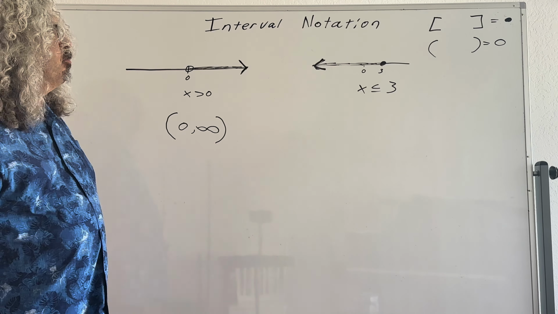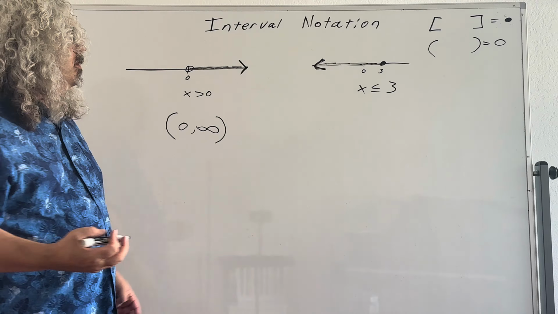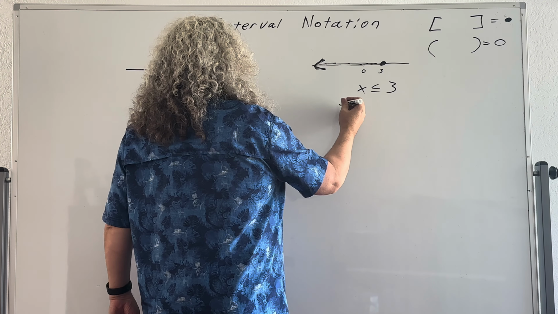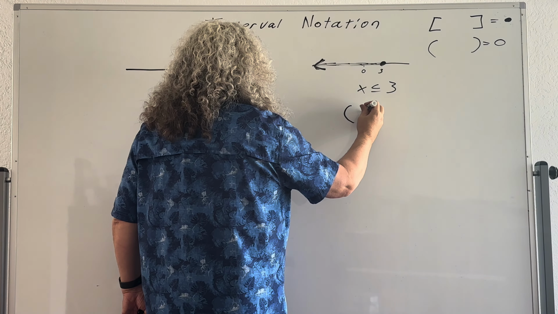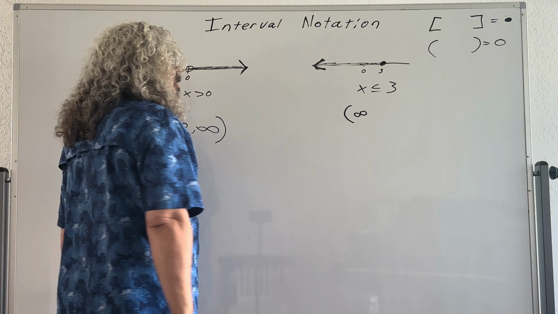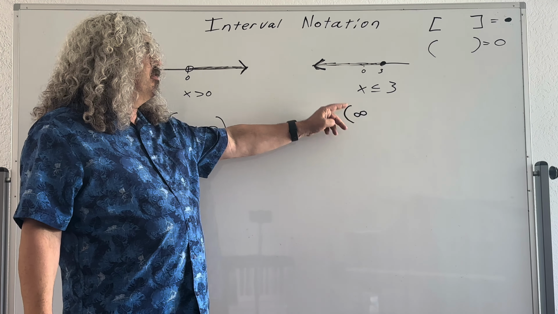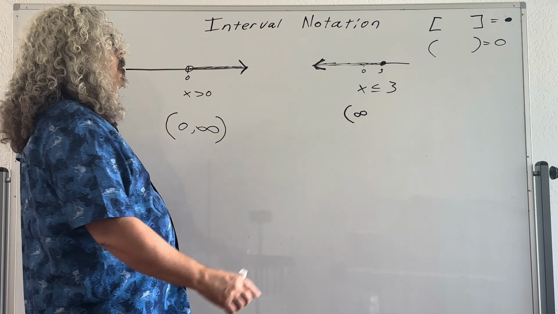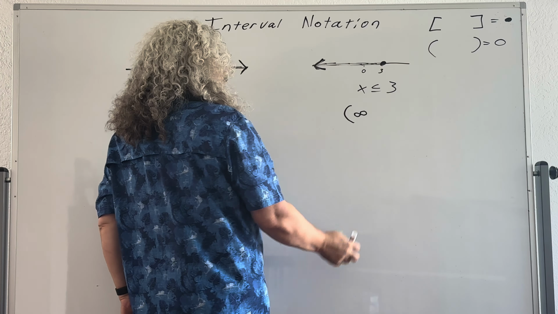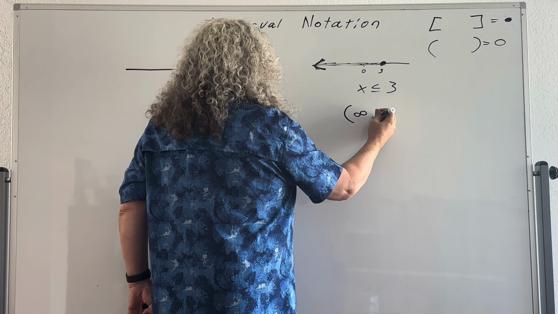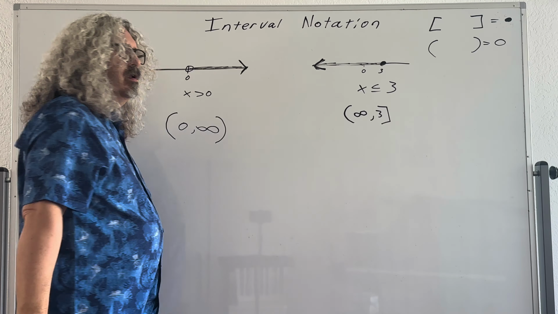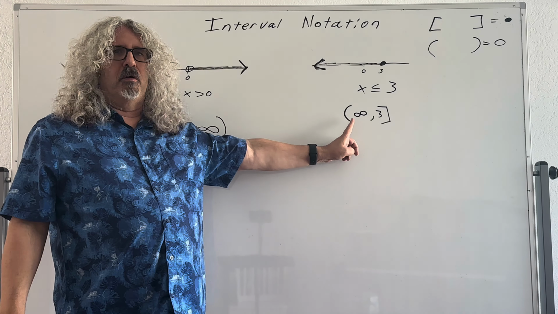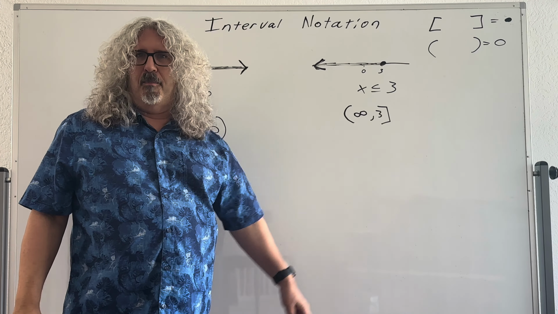Now, let's take a look at this one. x is less than or equal to negative 3. I'm going to start on the left. What's the lowest it could be? Again, it's negative infinity, and I'm going to put the parenthesis because it could go on forever. But there's a hard stop at the 3, so I'm going to go comma, 3, and put a bracket on that one. That's a way to say it goes on forever to infinity, but it's going to stop at 3.